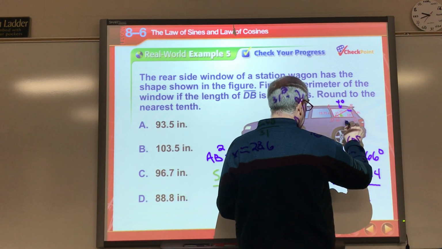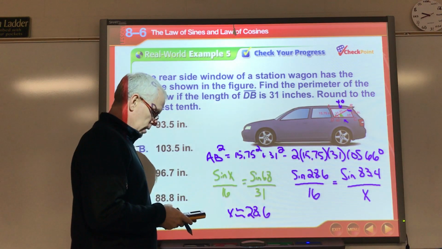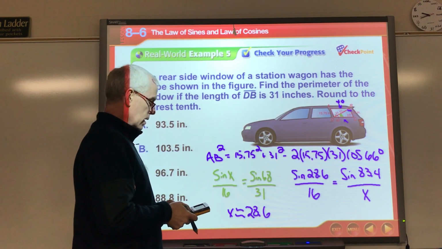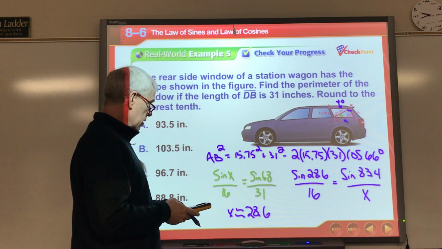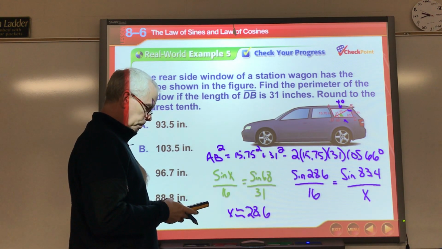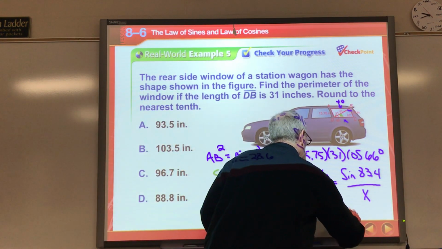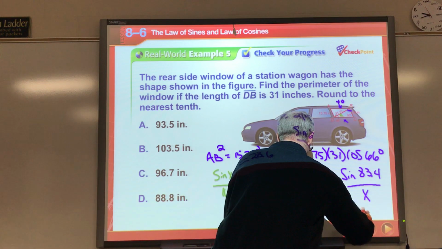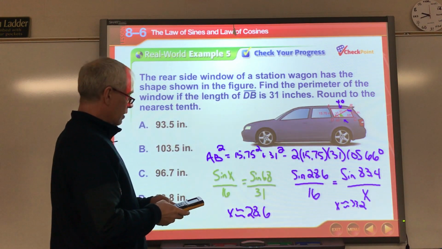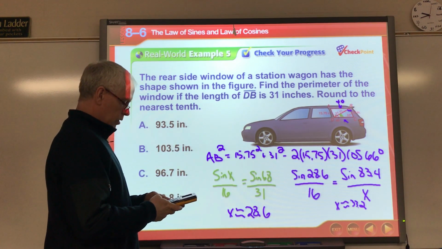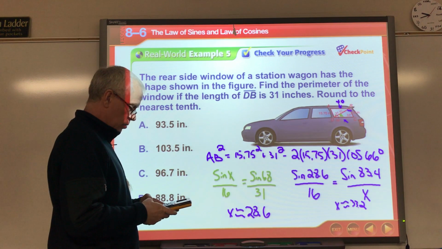Okay, that's going to be that side at the bottom there, that DC. So 16 sine of 83.4 divided by the sine of 28.6. Okay, I get about 33 for x over here. 33.2. So my perimeter is 15.75 plus 40 plus 16 plus the 33.2 that we just got.